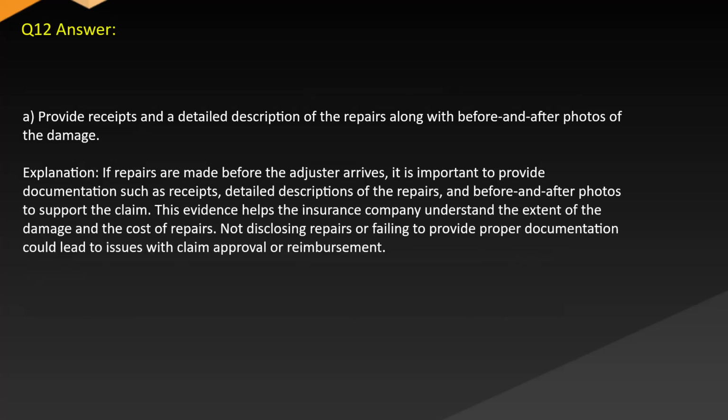Answer. A. Provide receipts and a detailed description of the repairs along with before and after photos of the damage. Explanation. If repairs are made before the adjuster arrives, it is important to provide documentation such as receipts, detailed descriptions of the repairs, and before and after photos to support the claim. This evidence helps the insurance company understand the extent of the damage and the cost of repairs. Not disclosing repairs or failing to provide proper documentation could lead to issues with claim approval or reimbursement.